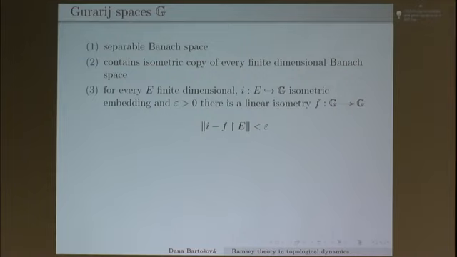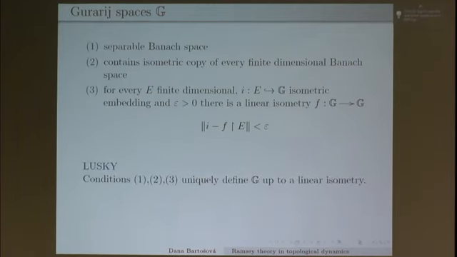Now we start again with a linear isometry, but what we get is a linear isometry that on the original space can move by epsilon. Or we can also think of it as we extend to something that is not exactly an isometry, it's an epsilon isometry, and it stays the same. These are the two equivalent definitions. And Lusky proved that this is a unique thing again.